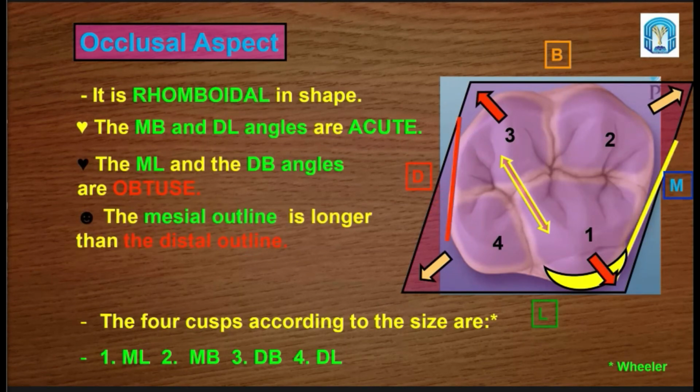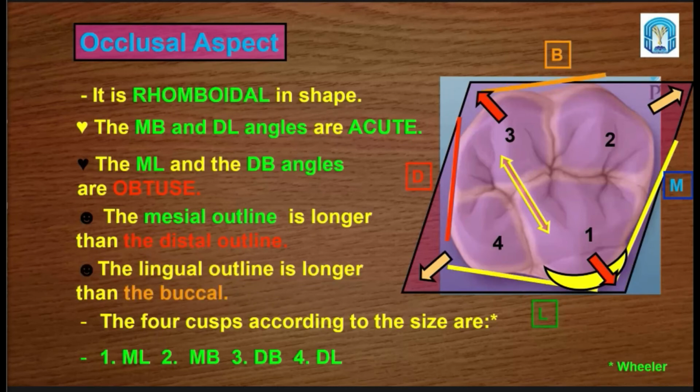The mesial outline is longer than the distal outline. Why? There is distal convergence. So the mesial outline is bigger than the distal outline. The lingual outline is longer than the buccal outline because there is lingual divergence.